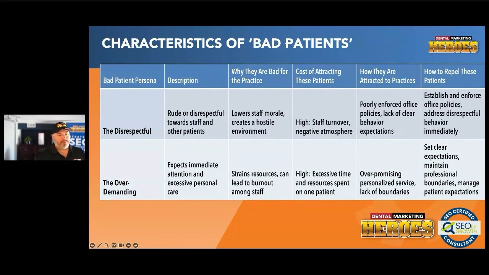And finally, the over-demanding. These people expect immediate attention and excessive personal care, usually from the dentists themselves, not from the team. It puts a strain on resources. It can lead to burnout among your staff and amongst you as the dentist. The cost of attracting these patients is high. Excessive time and resources are spent on one patient. How you attract them is overpromising personalized service and lack of boundaries. How do you repel them? Set clear expectations, maintain professional boundaries, and manage patient expectations.